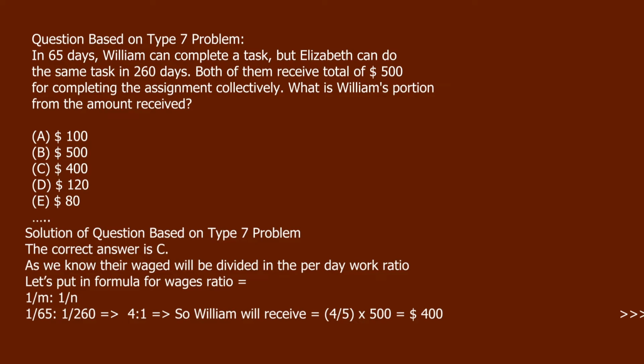As we know, their wages will be divided in the per day work ratio. Let's put in the formula 1 upon m is to 1 upon n, which is 1 upon 65 is to 1 upon 260, which comes to a 4:1 ratio. So we will use a simple ratio and proportion formula to find the amount. As the total amount given is 500, William will receive 4 upon 5, 4 upon the sum of the ratio, which is 5, so 4 upon 5 multiplied by 500. So William will receive $400 for his work.